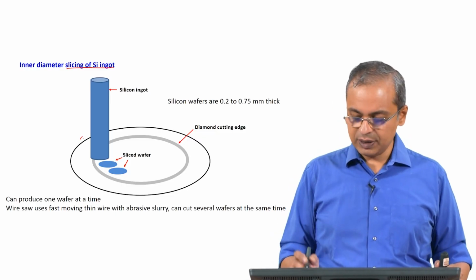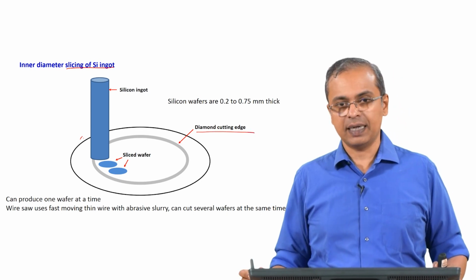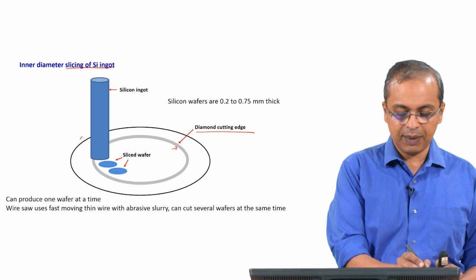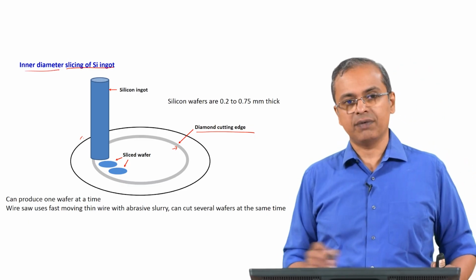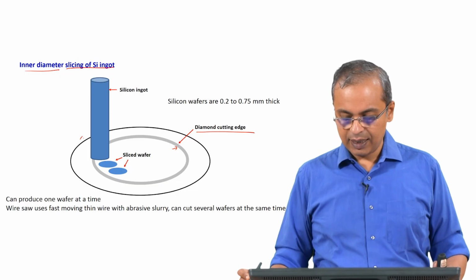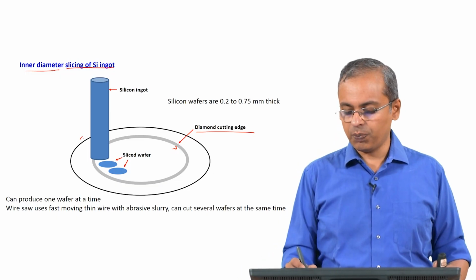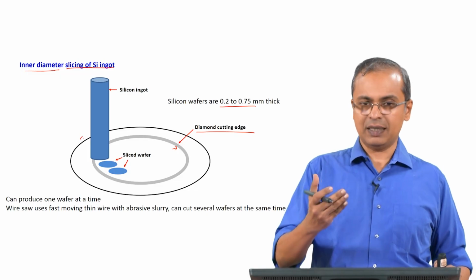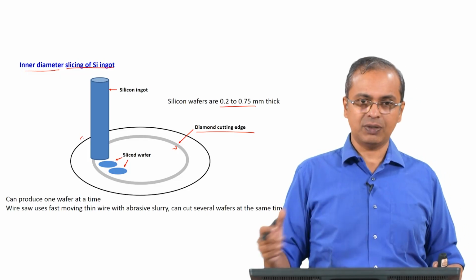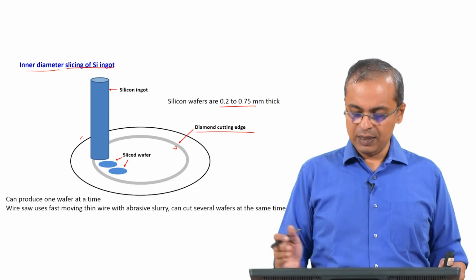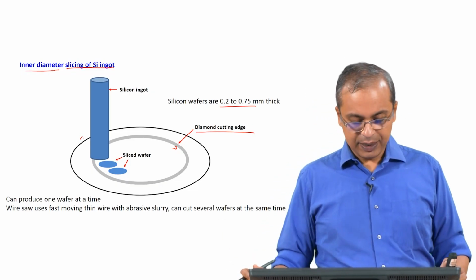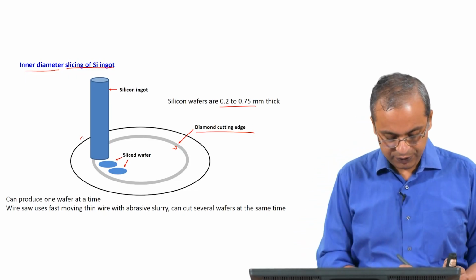So, normally they use a diamond cutting wheel, and they use the inner edge of it, which is why it is called inner diameter slicing. Then you slice the silicon wafers one by one, and typically those wafers are about 0.2 to 0.75 mm thick. There are some limitations, because if you go thinner than this, you will have problems in stably making them. So you tend to get 0.2 to 0.75 mm thick wafers, but this kind of cutting process will get you one wafer at a time.